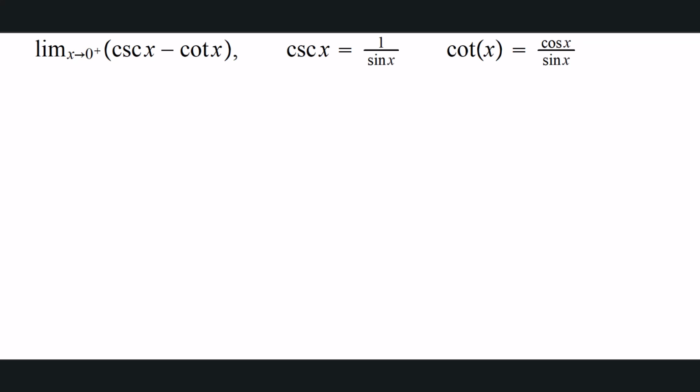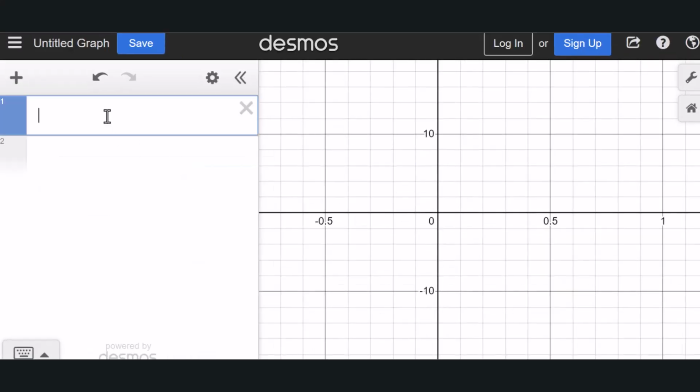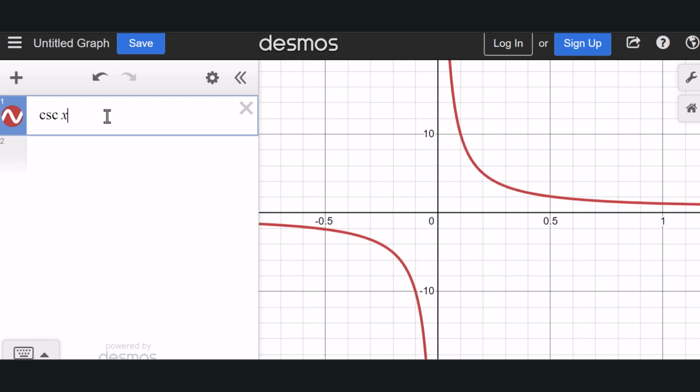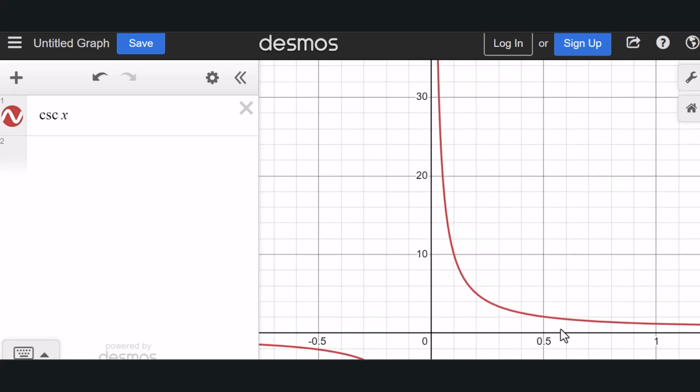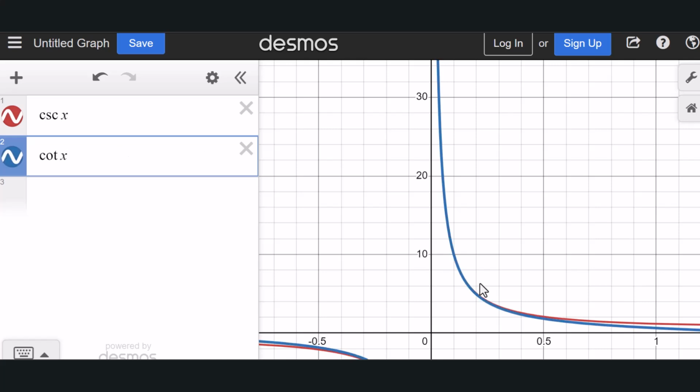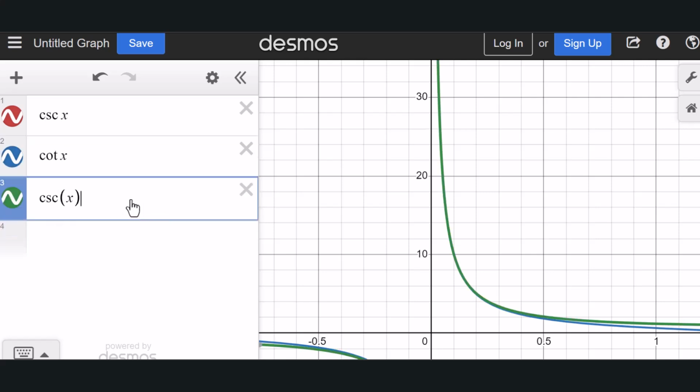So let's look at this graphically to see what's going on. Say we go ahead and graph cosecant of x. Then we can see that as x approaches 0 from the right, cosecant is approaching infinity. And if we look at cotangent of x, that also appears to approach infinity. But if we look at cosecant of x minus cotangent of x, that is an infinity minus infinity form.